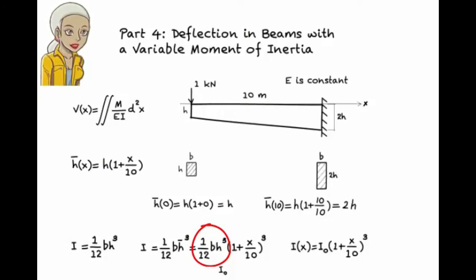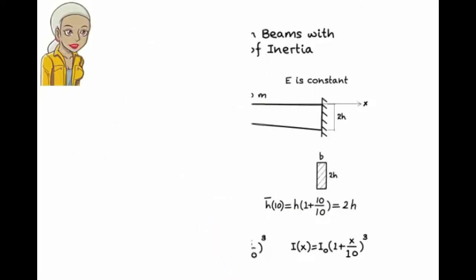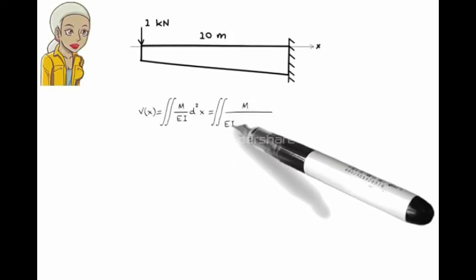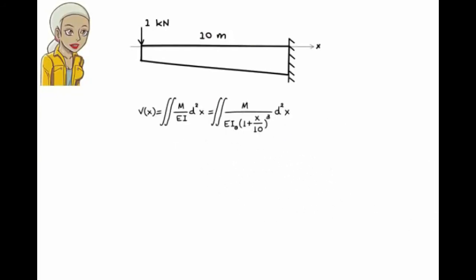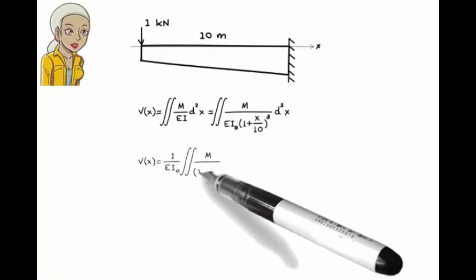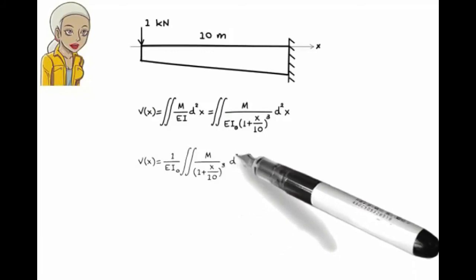So what is I naught? It is the moment of inertia of the section at the left end of the beam. The general displacement equation can now be written like this. Let's assume a constant E. Then v(x) equals 1 over E I naught times the double integral of M over (1 plus x over 10) cubed.